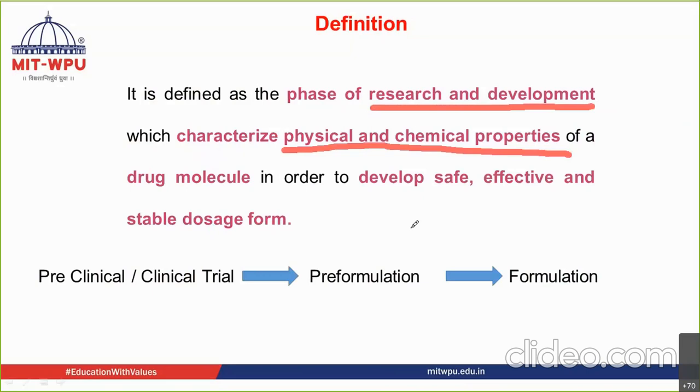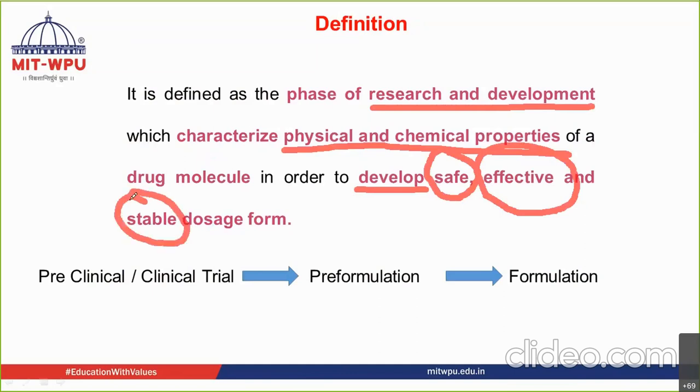Now, why do we do it? There should be some reason for it. The reason is that we want to develop a formulation, and these three keywords are very important. We want a formulation which is safe, very important. We want a formulation which is effective, and we want a formulation which is stable. Okay, these three keywords you have to remember, right? So we want a formulation which is going to be stable, safe, and effective.